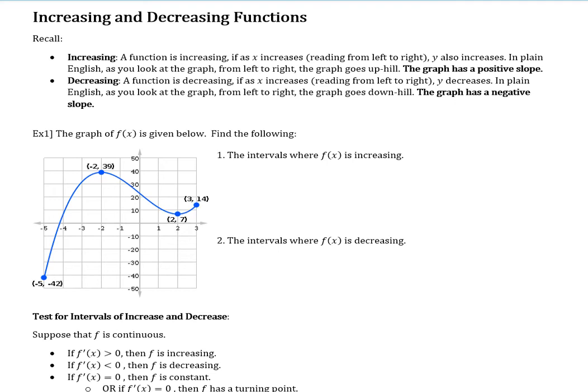So again, we always look at them from left to right, just like reading a book. From left to right, we view it. So if it's going down from left to right, we would say that it is decreasing, and that it would have a negative slope.